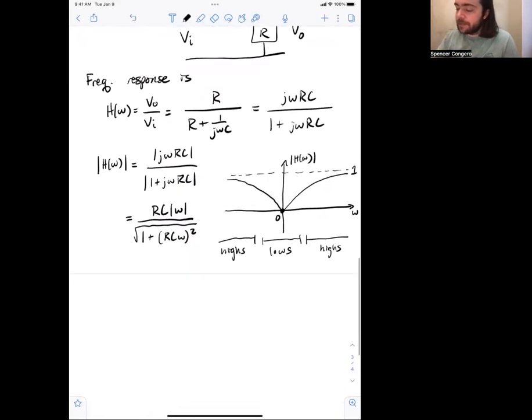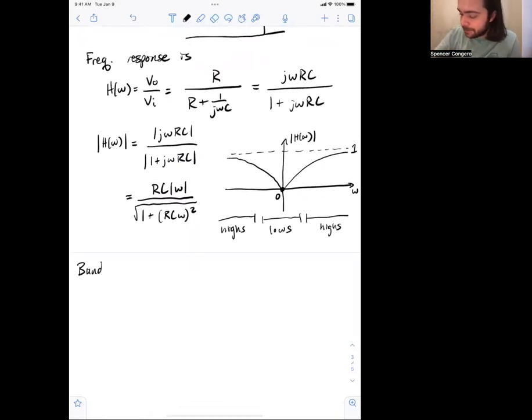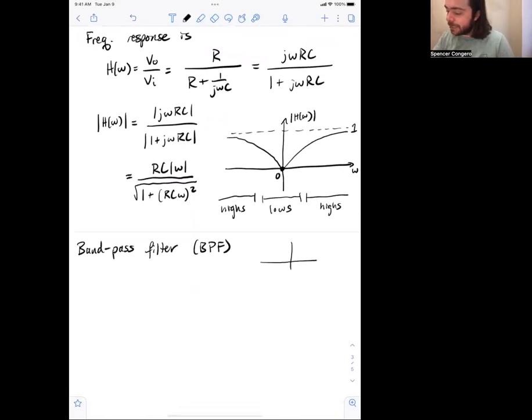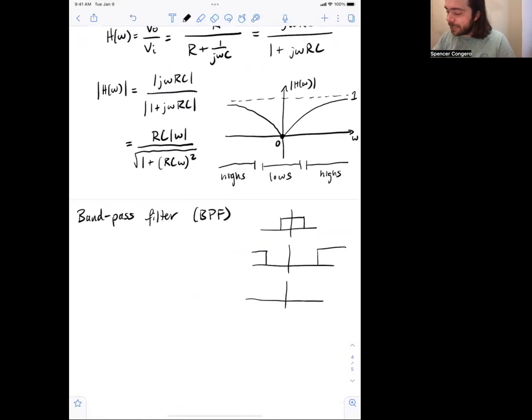What else can we do? Well, there's something else called a band pass filter, sometimes called a BPF. And what does this do? Well, if an ideal low pass filter passes the lows and gets rid of the highs, and an ideal high pass filter passes the highs and gets rid of the lows, an ideal band pass filter would look something like this, where it just passes some frequency band, both in positive and negative frequencies, and it gets rid of the lows and it gets rid of the highs. So that would be an ideal band pass filter, and that's what we're going to look at right now.